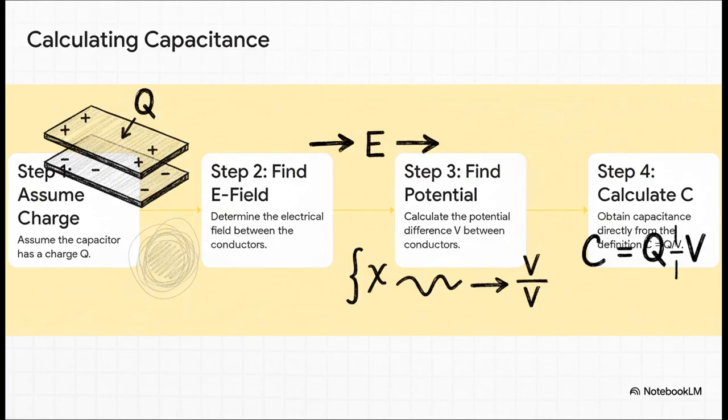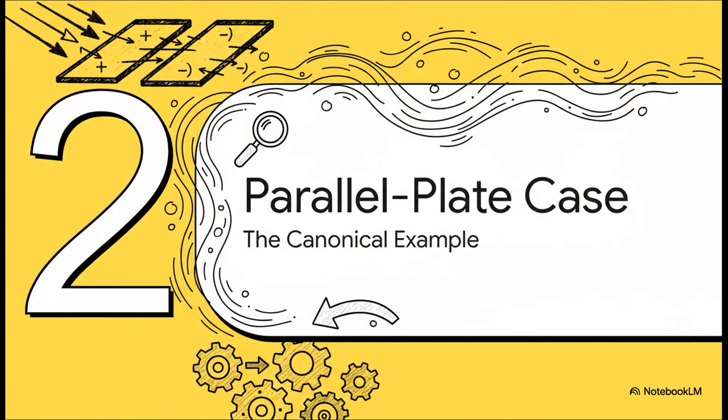Third, we calculate the potential difference, the voltage, by integrating that electric field along a path from one conductor to the other. And since the E field is conservative, it doesn't matter which path we take. And finally, the easy part. We just plug everything into our definition, C equals Q over V. And here's the magic. The charge Q we started with, it's going to cancel out every single time, leaving us with a result that depends only on the geometry of the system. It's beautiful.